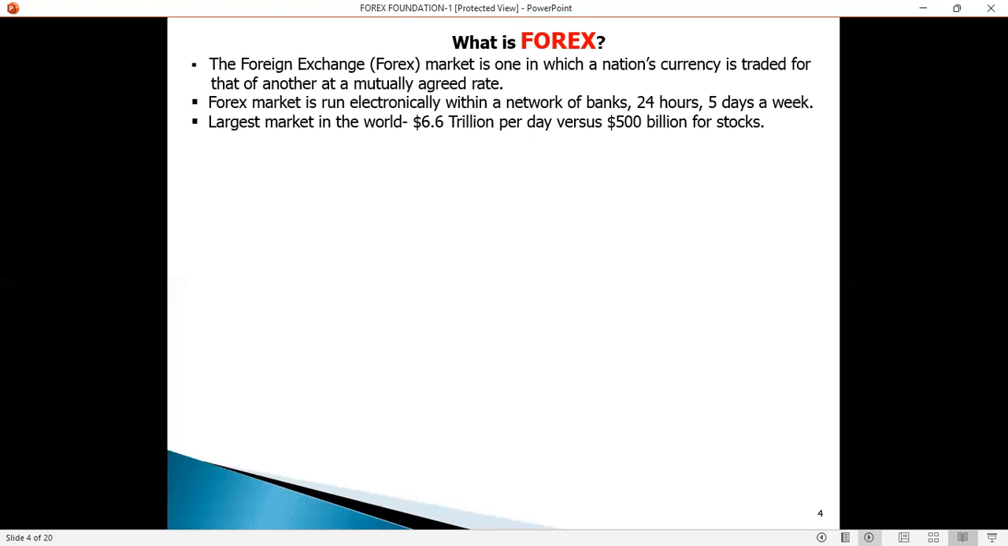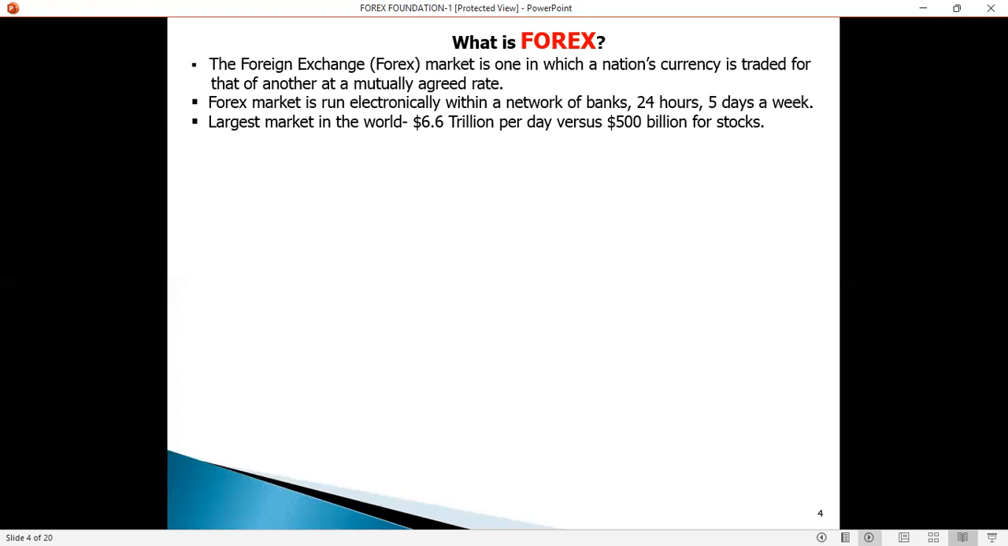The next one on the list on the page is that the Forex market is the largest market in the world, with $6.6 trillion per day, compared to the stock market, which is just 500 billion. Till today, the foreign exchange market is still the biggest in the world. So you can imagine the daily turnover of $6.6 trillion every day. You can imagine how huge this market is.